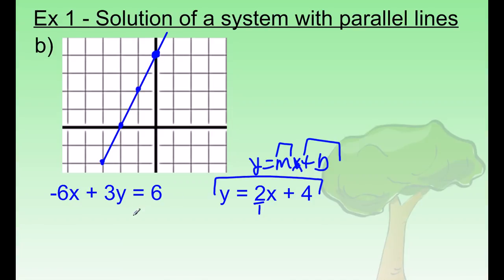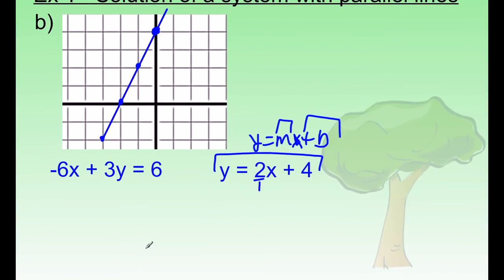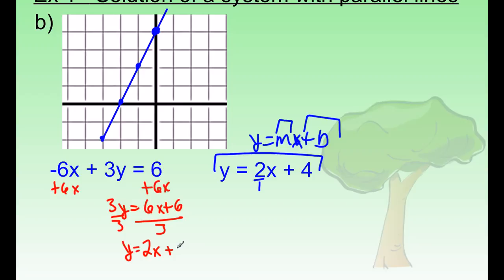Okay, the other problem I'm going to do in red. First thing we need to do is solve the equation for y. Get the y by itself. That makes it slope-intercept form. That way we can graph it using the slope and the intercept. So let's do that. Add 6x. 3y equals 6x plus 6. Divided by 3, y equals 2x plus 2.